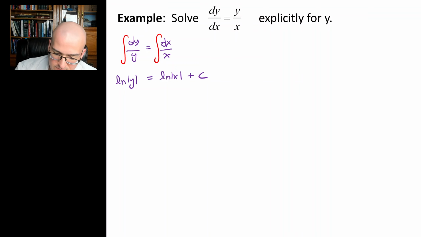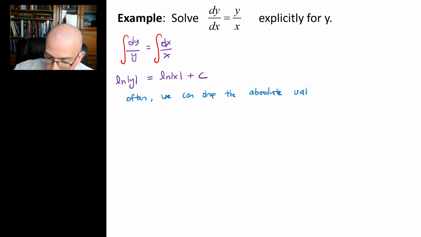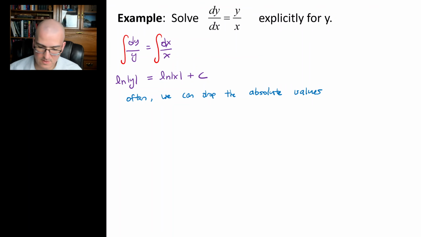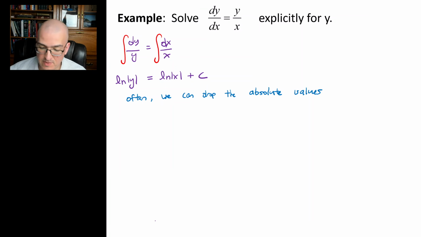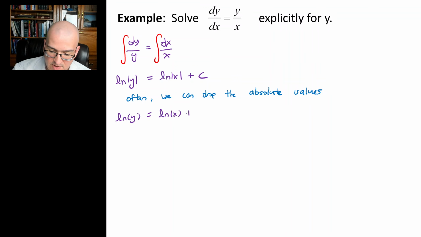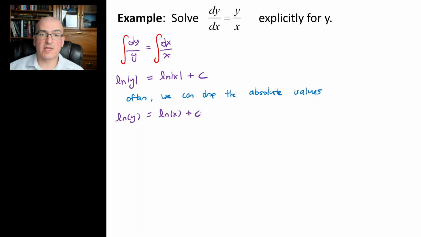Then often we can drop the absolute values. Just depends on the structure of the problem, depends on the details. I'm going to pretend that we can. So ln of y is equal to ln of x plus c. Is it possible to get y all by itself? Absolutely. I'm going to exponentiate.